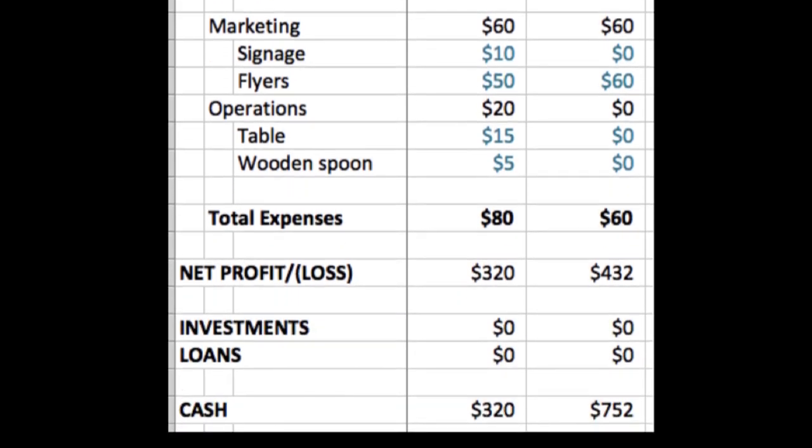No more investments, no more loans, and then here's how the cash works. Everything in the column is about the month, but the cash is how much total cash is in the bank at the end of the month. So what you do to compute this is take the end of month's cash from the previous column, right? So we take $320 and add to it the net profit or loss, which in this month is $432, and we get $752. That's where that number comes from. And we'll see how that continues on month over month in a moment.